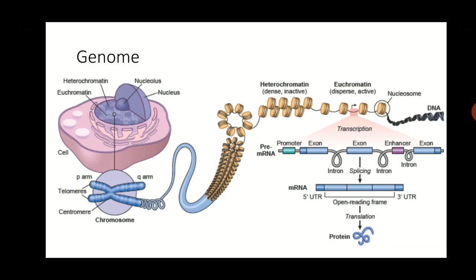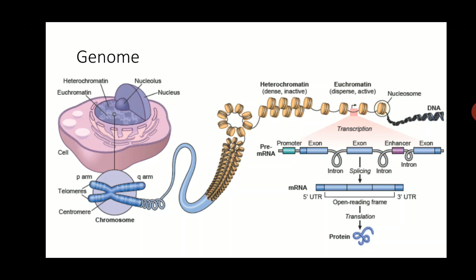The important thing to know about this euchromatin and heterochromatin is that the heterochromatin is inactive. It does not transcribe into mRNAs, whereas the euchromatin is the area from which mRNAs are produced. The mRNA is usually produced in the form of a precursor mRNA, which contains the exons, introns, and the promoter regions.